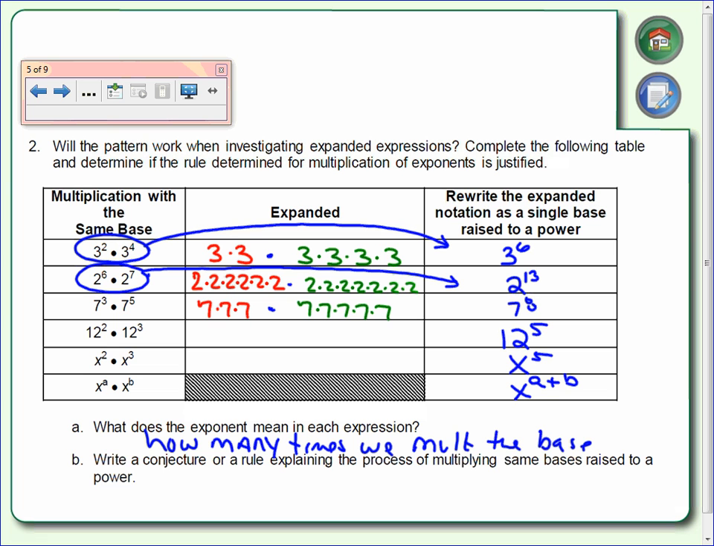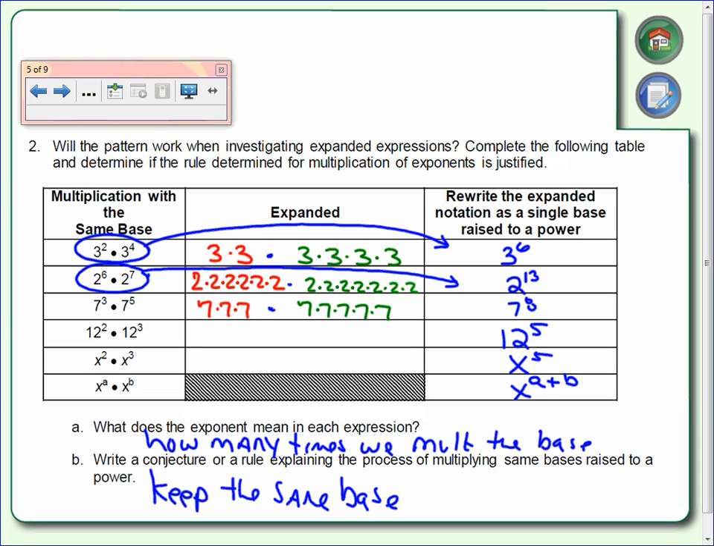Number 3, write a conjecture or a rule explaining the process of multiplying same bases raised to a power. It's kind of like what you notice here, the shortcut. What do we notice on the shortcut here? Just add the exponents, but we keep the base. All right, that's what we're going to write here. We're going to keep the same base.